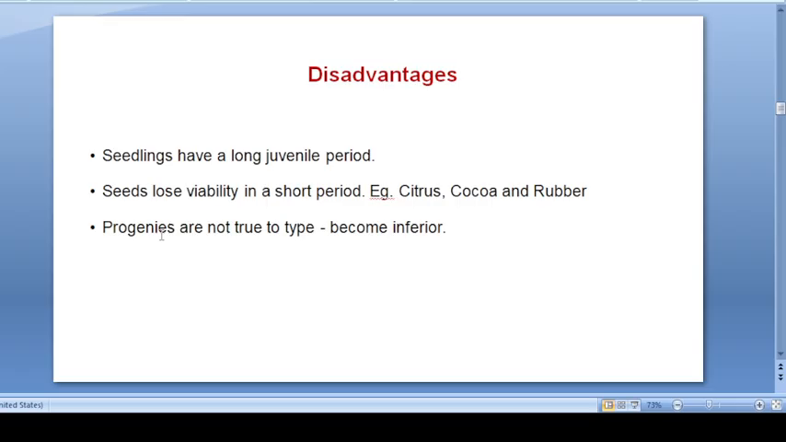One such example of a recalcitrant seed is jackfruit, which is the best example. Even papaya is also a good example of a recalcitrant seed.